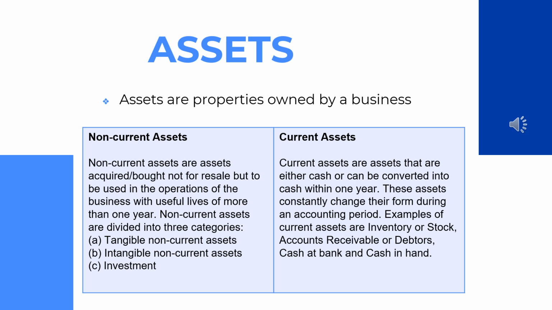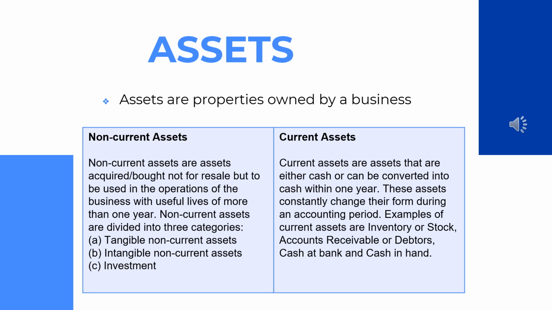The tangible non-current asset is the non-current asset that has a physical substance. For example, land, building, machinery, office equipment, furniture and fittings, and also motor vehicle. For intangible non-current asset, it has no physical substance. For example, the franchise, goodwill, patent and trademark. Whereas investment is a sum of money placed in other companies or organizations in the hope of earning more money in the form of returns or profit.